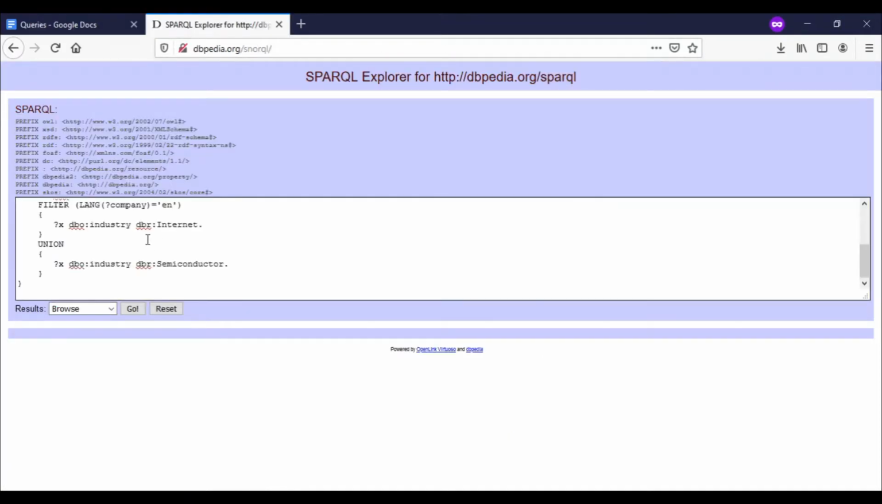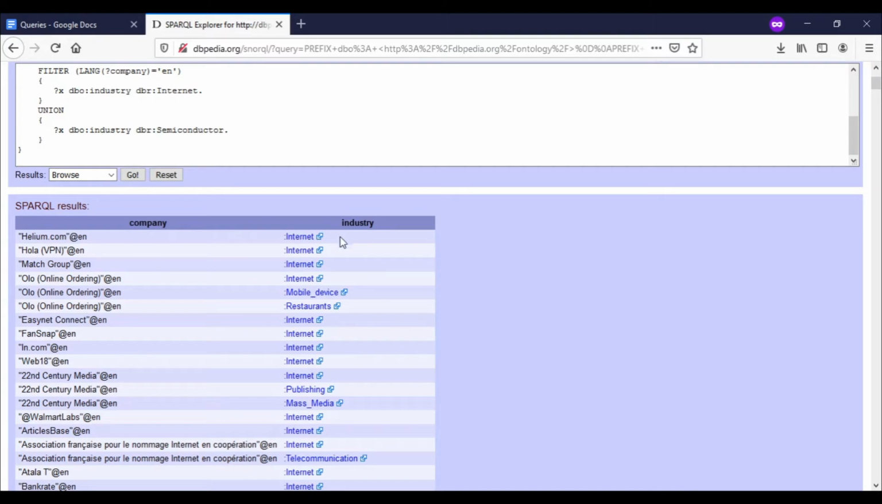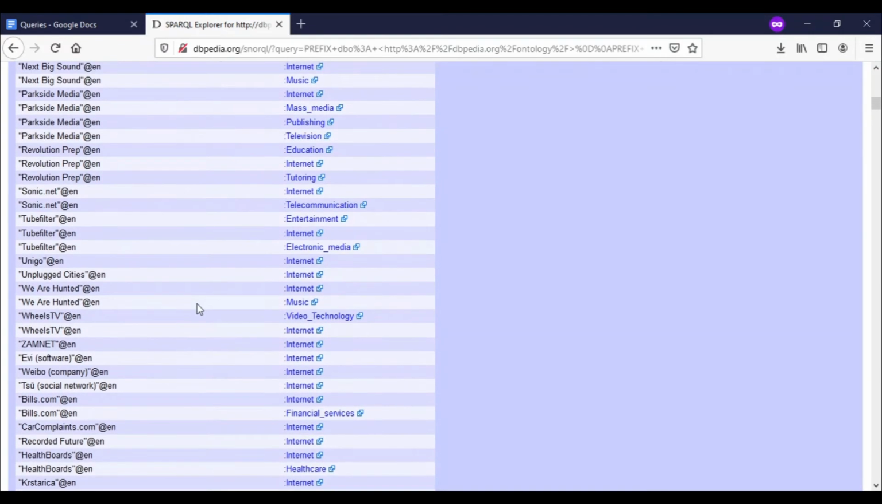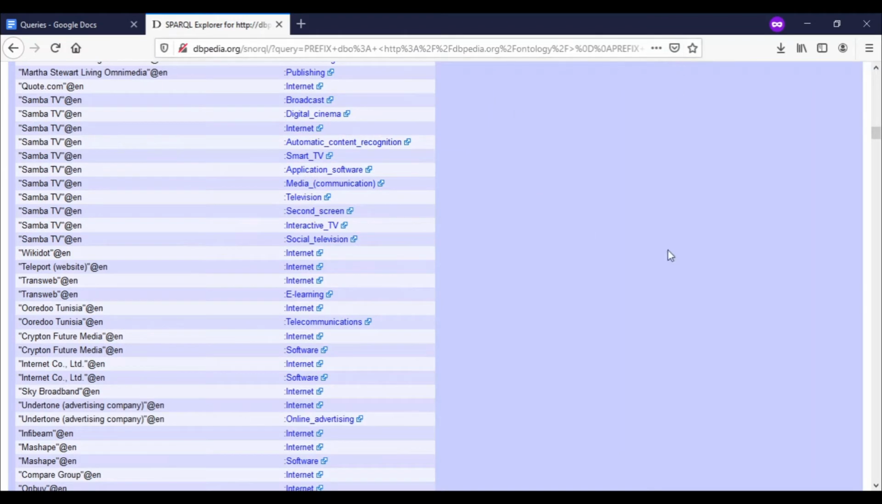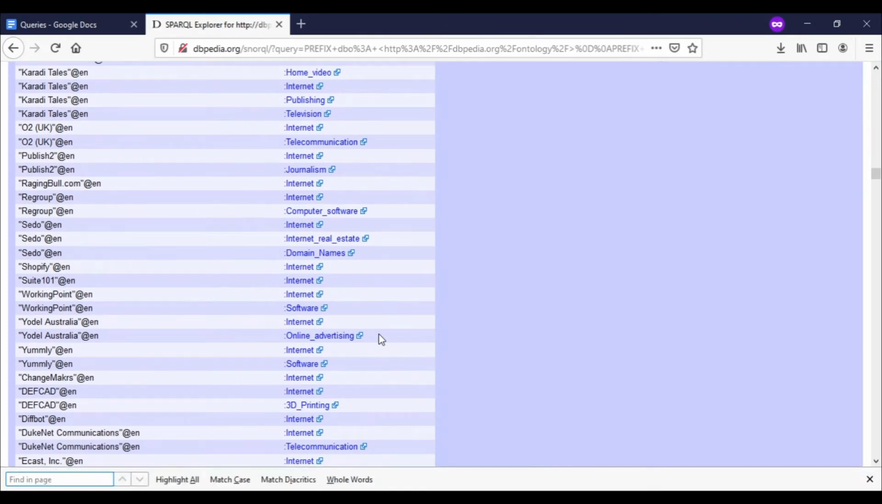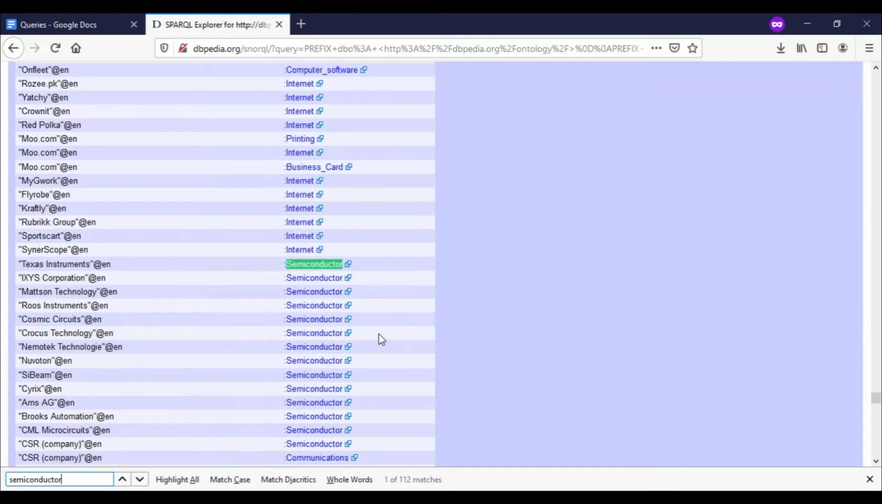So we put it here, and if we just say go, you can see that we have companies like helium.com, which is of type internet, right? Or maybe, going down, let me find some semiconductor company. So we are trying to find whether we have a company in the semiconductor domain, right? You can see that there are many companies like Texas Instruments and others in the semiconductor domain, right?